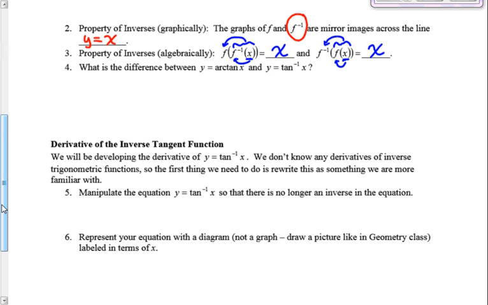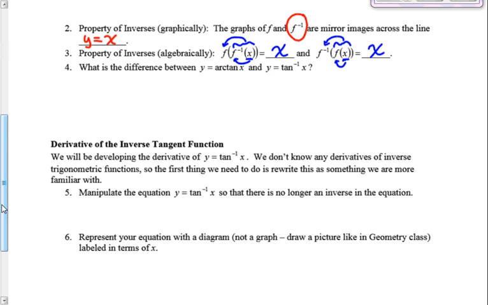The next question is, what's the difference between arctangent of x and y equals tangent inverse of x? And it depends on what textbook you're looking at. Some textbooks will differentiate between the relation and the actual function. For the function value of the inverse tangent or arctangent, you have to limit your domain so that you have a function, because basically you get something that continuously repeats itself.